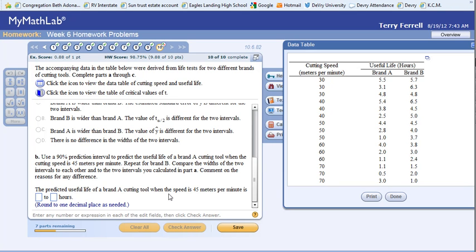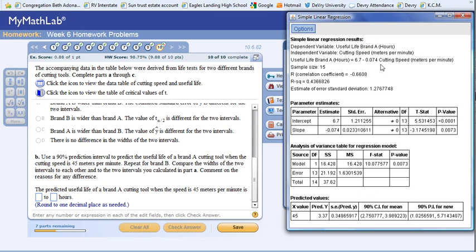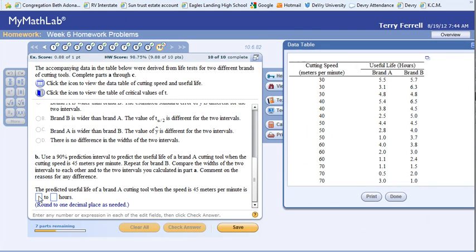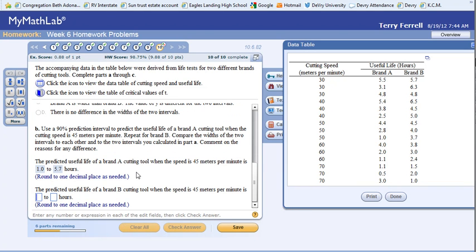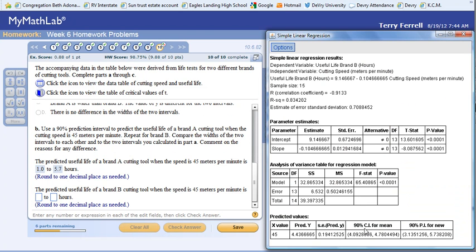So here let's go to brand A. Here's your confidence interval, and this is your prediction interval. So my prediction interval at 45 minutes is 1.0 and 5.7. And for brand B, same process. We have 3.1 to 5.7.